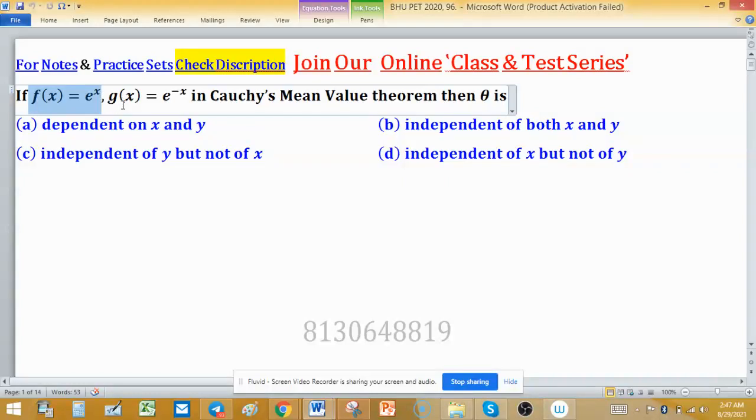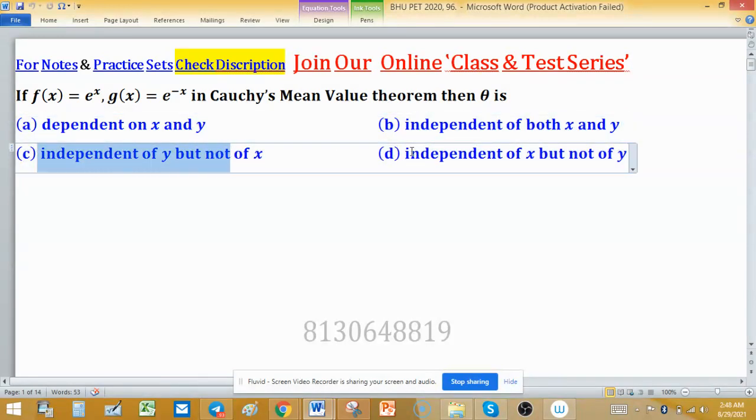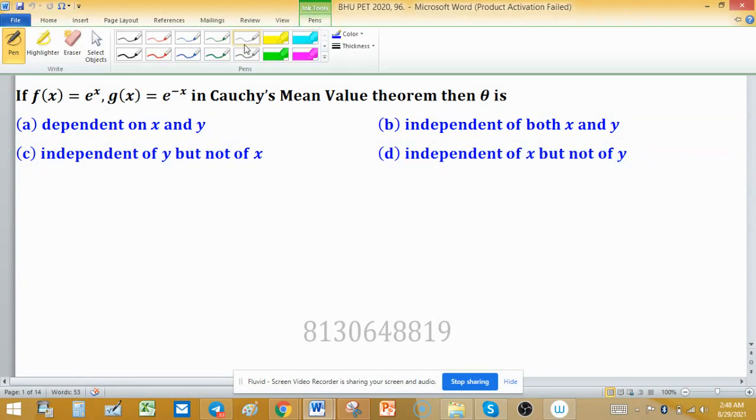f(x) equal to e raised to the power x and g(x) equal to e raised to the power minus x. In Cauchy mean value theorem, then theta is dependent on x and y, independent of both x and y, independent of y but not x, independent of x and y, x but not of y. So we have to check if theta is depending on x or y or both or one of them.